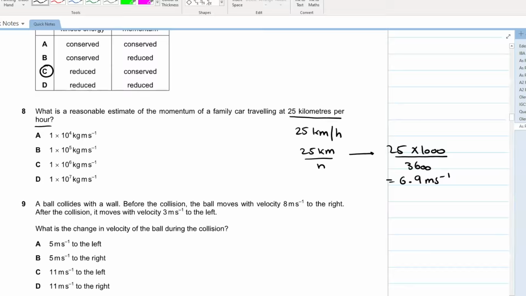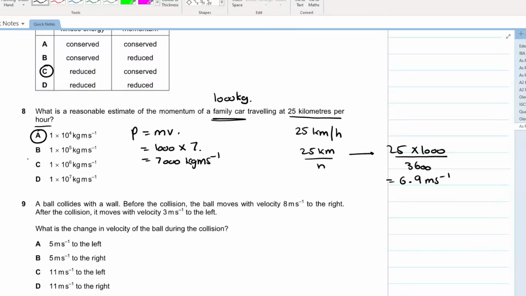Now, what is the mass of an average family car? Let's say the mass of an average family car is assumed to be 1000 kg. What will be the reasonable estimate of the momentum? Momentum equals mass into velocity. Mass is 1000 kg. Velocity is 7, let's say. This comes out to be 7000 kg m s^-1, which is closest to option A. Option A is 10,000. We are getting the momentum as 7,000, so this is the roughly equal estimate.